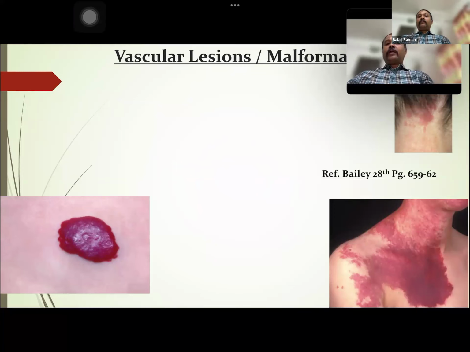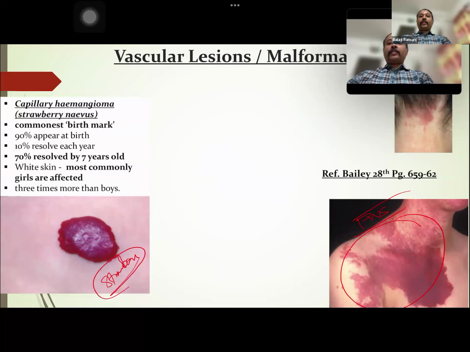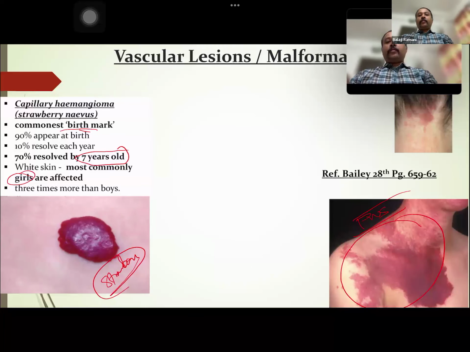Right, now about the benign vascular malformations. What is this? This is your port wine stain, PWS. This is your strawberry angioma or a capillary angioma. Its appearance resembles a strawberry. This is your capillary hemangioma, which is your strawberry nevus. This is the most common cutaneous vascular lesion and the commonest birthmark, very common in females. And again, just like other lesions, it disappears by 7 years of age. Girls are affected 3 times more commonly than boys, and every year around 10% will resolve, so by 7 years almost 70% of them will get resolved.